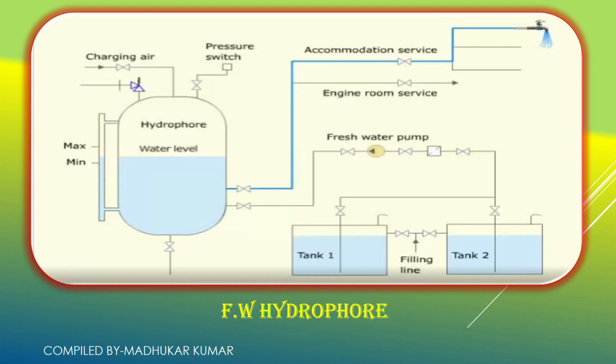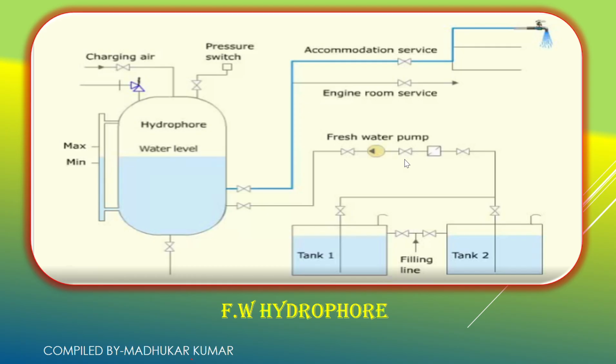So what happens? Once the pressure reaches 4.5, the pump will get the signal, that is your start, and the pump will start. After starting, the water starts filling up and the level goes up. And once the level goes up, the air inside is compressed and the pressure will rise. Slowly, when it reaches 6.5, the water level also reaches the maximum, and the pump will stop. So that's how the automatic operation works.